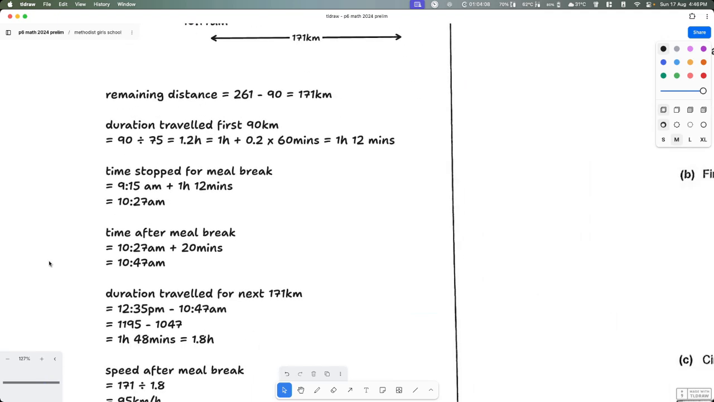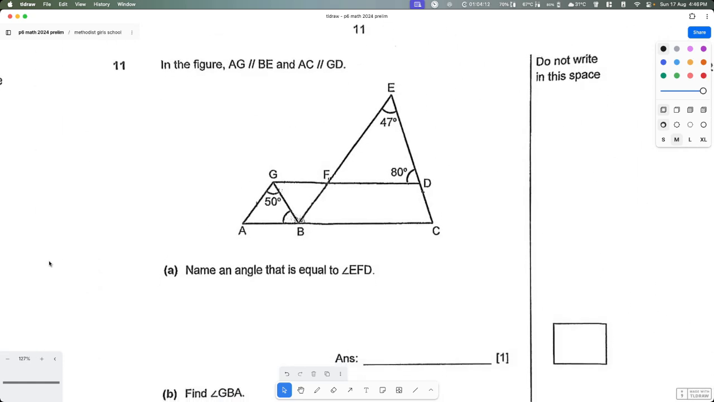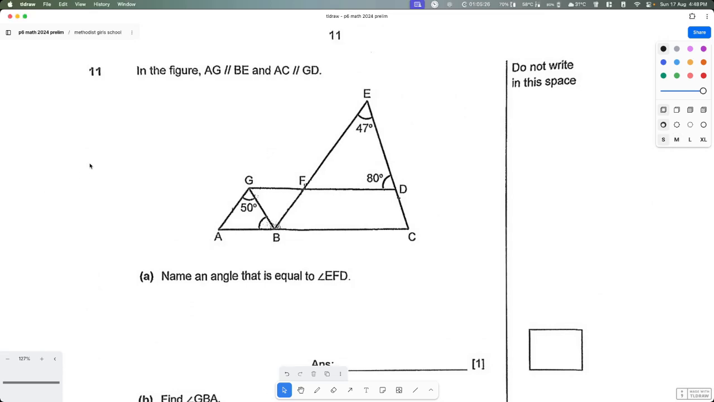All right, let's move to the next question. Question number 11. In the figure, AG is parallel to BE, right? So let me just put it here. AG is parallel to BE and AC is parallel to GD. In this case over here.